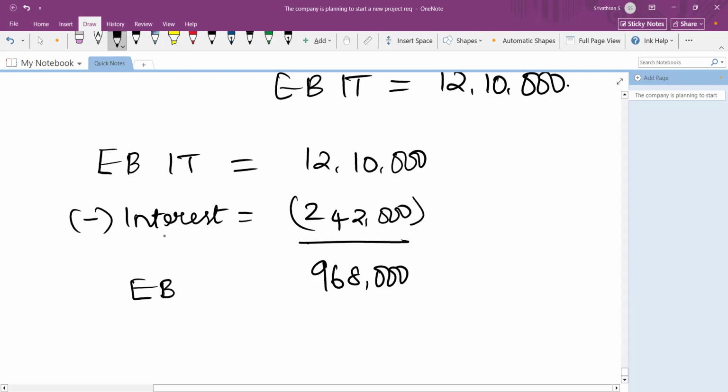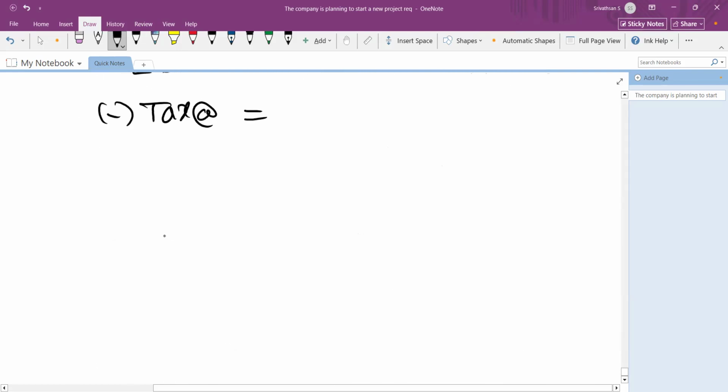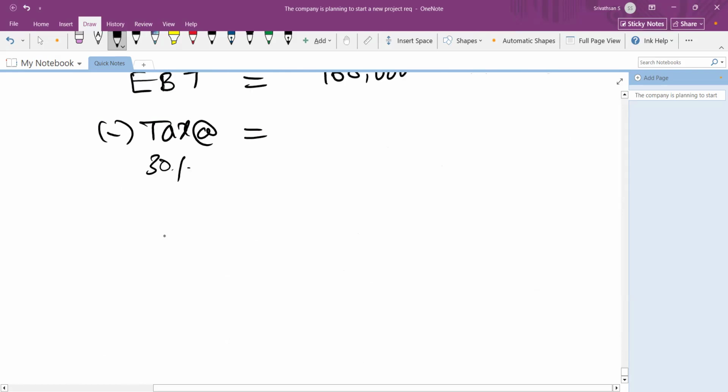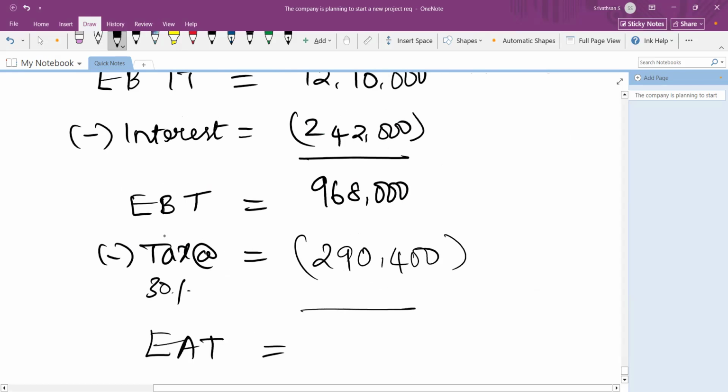So EBT is equal to 9,68,000 minus tax. What is the tax rate applicable? The applicable tax rate is 30%. So 30% of 9,68,000, we get 2,90,400. So what is the EAT or earnings after tax? Earnings after tax will be 6,77,600, which is nothing but 9,68,000 minus 2,90,400.